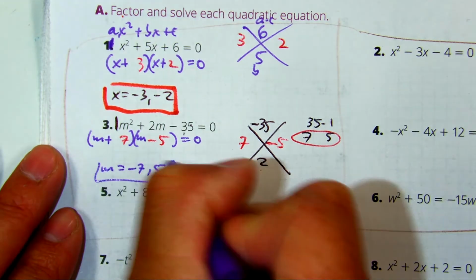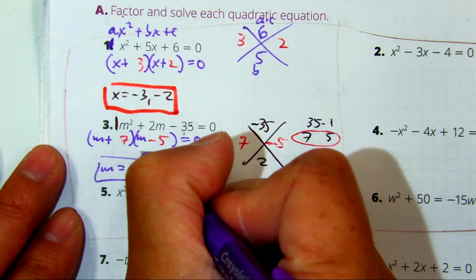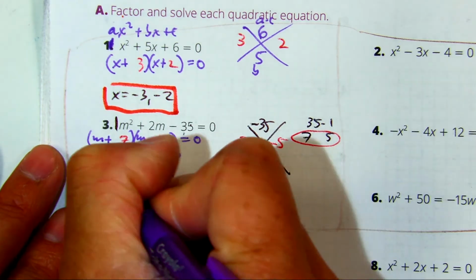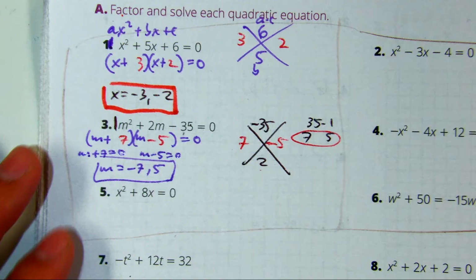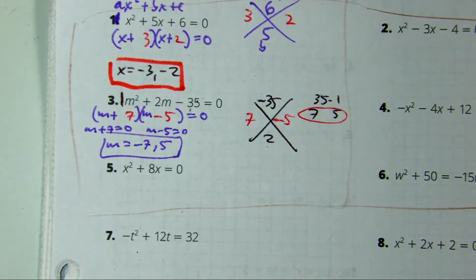Remember, you can get these by just setting each of these equal to 0. Notice how I used the original variable. It was an m, so use m.